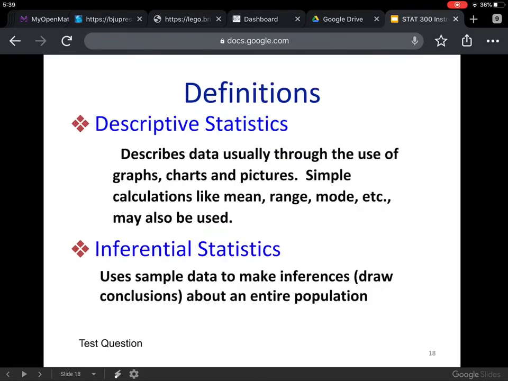The definitions are: descriptive statistics describes data, usually through the use of graphs, charts, and pictures. Simple calculations like the mean, range, mode, etc. may also be used in descriptive statistics. And then inferential statistics uses sample data to make inferences or draw conclusions about an entire population.